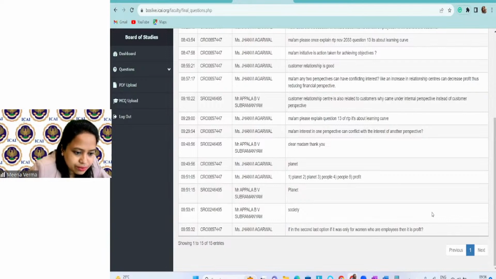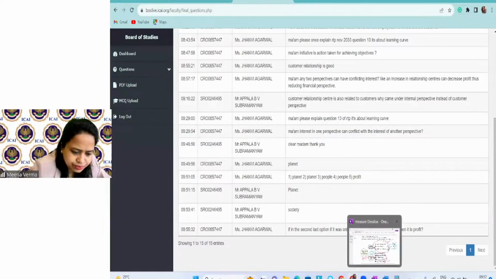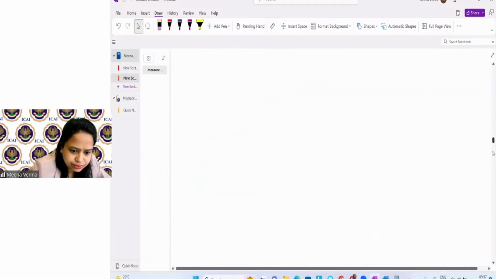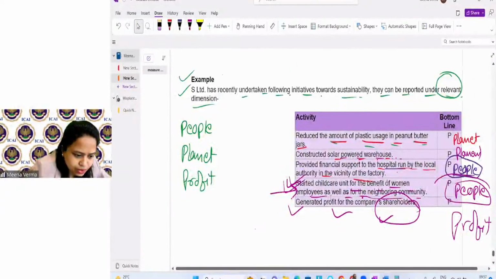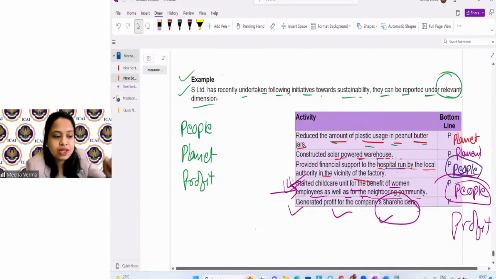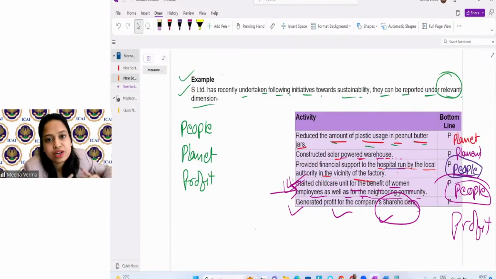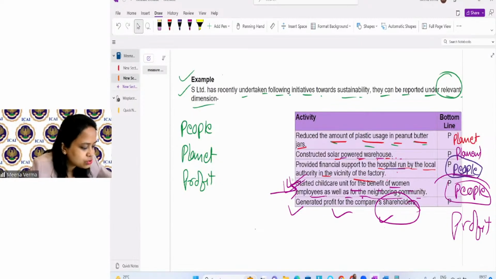All right. Okay. Let me read what you are asking now. Started childcare unit for the benefit of the women employees as well as for the neighbor community. Here they are not just helping their own employees but outside people, those who are not at all related to your business. You are helping them also. So that will come under people. You are not just helping your own employees but you are helping the people outside the organization also, right?